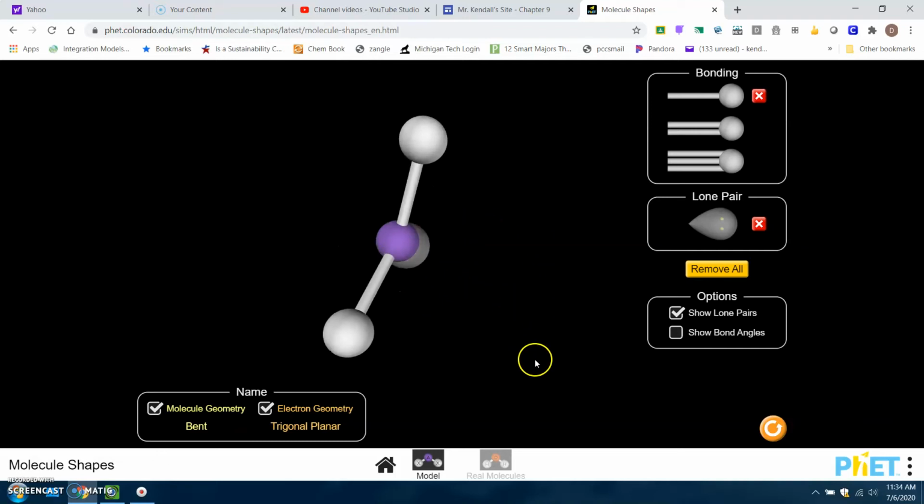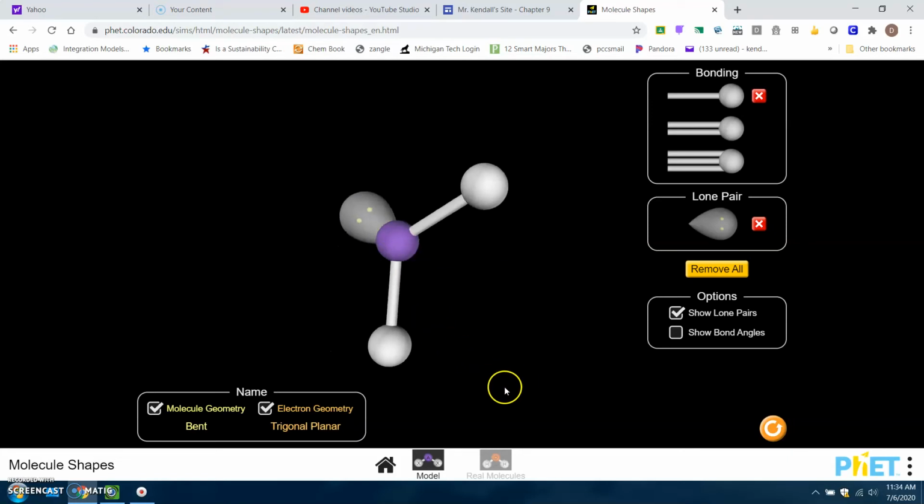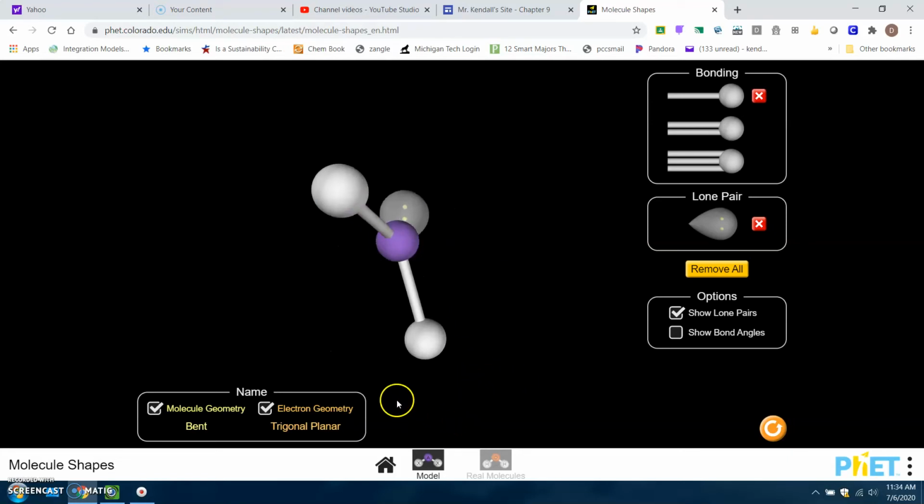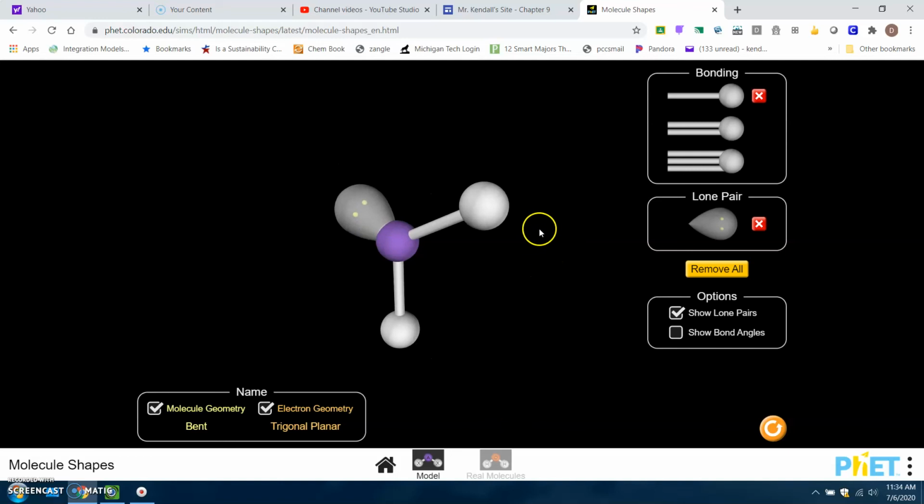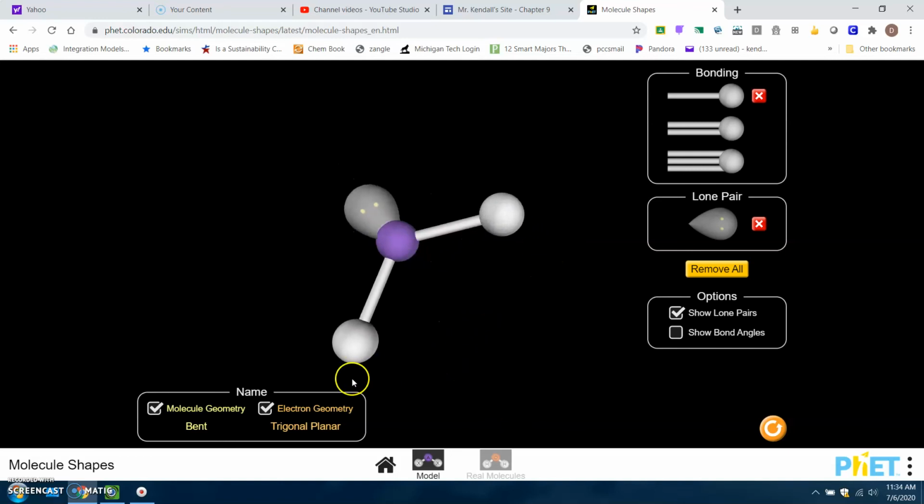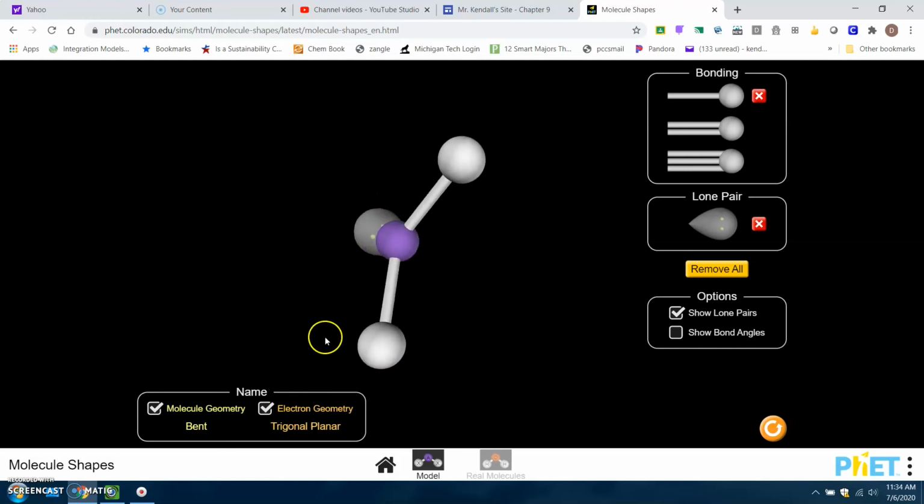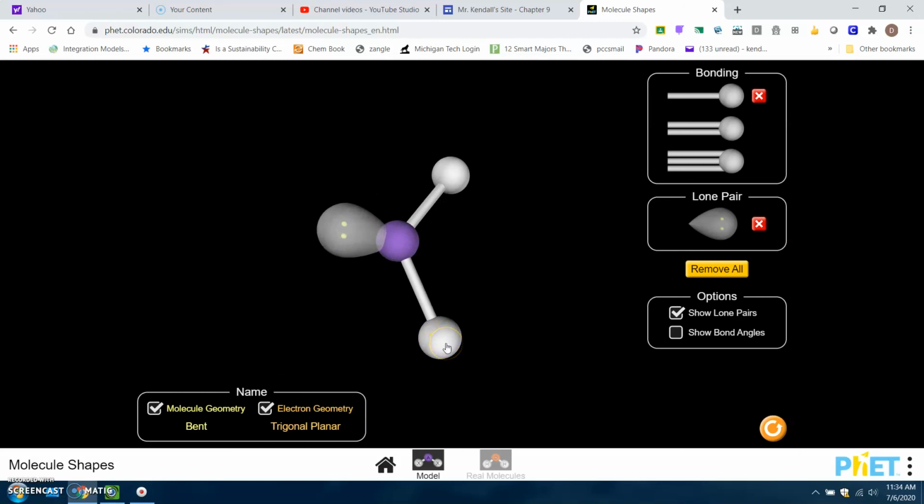So here's our two examples of the trigonal planar electron domains. And we have two different molecules we can look at. One was trigonal planar and the other one was bent or angular. All right, we've got more examples coming in the next video.